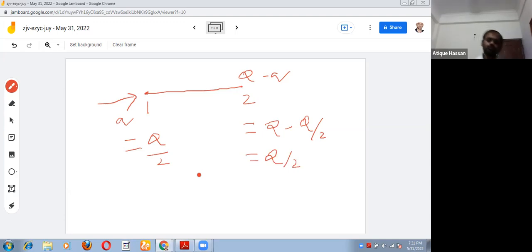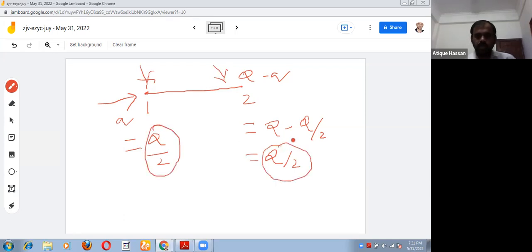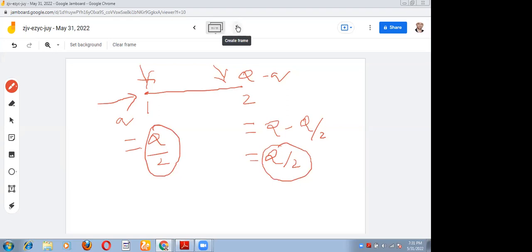So for force to be maximum between particle 1 and 2, charge on each particle should be equally divided. Charge on each particle should be equally divided. Understood? Got it?